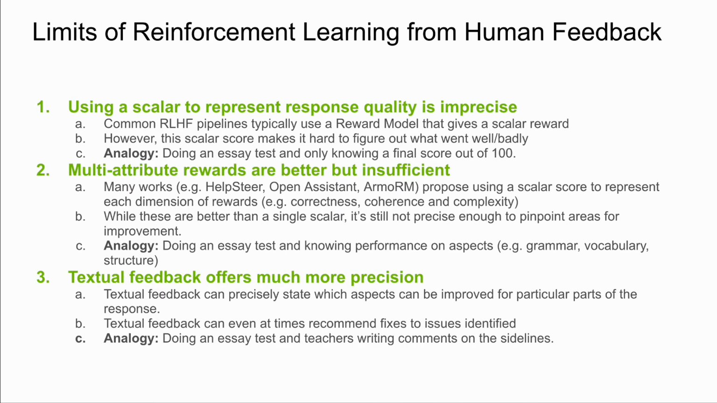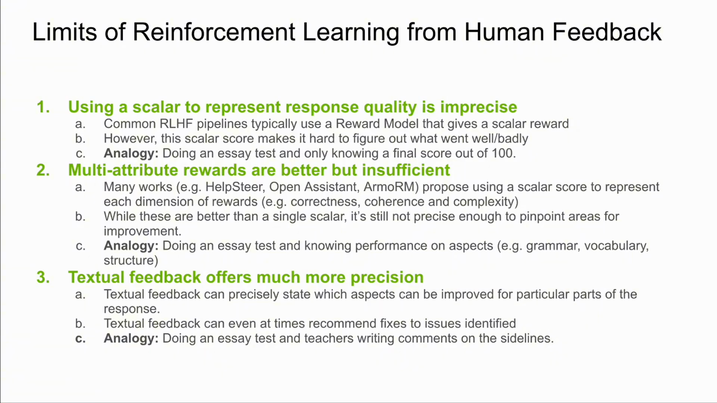So this made me think more about why exactly we don't do that. And I like to think in terms of analogies. In the first case, where we just give a model a scalar reward from a reward model, it makes it very difficult for the model to figure out what exactly went wrong. This is just like, if you're in school and you write an essay test, maybe you get 80 out of 100, but you have no idea where the other 20 points went.